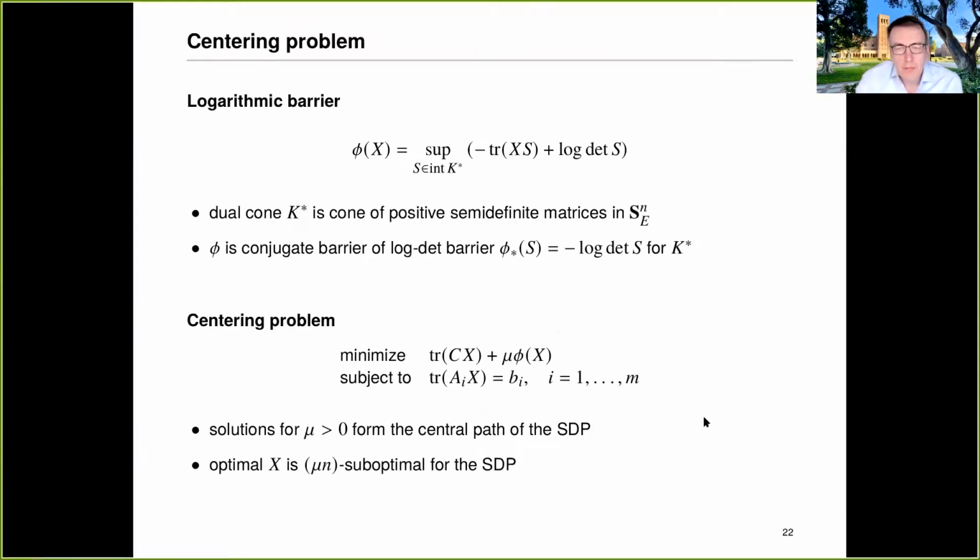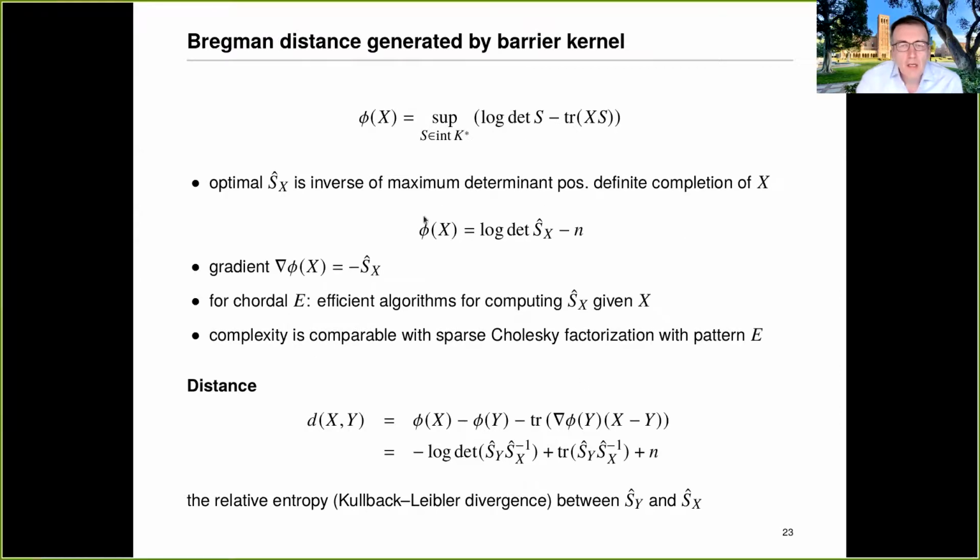So as a kernel function, we'll use the barrier itself, phi. Then we'll have to be able to answer the same questions as in the first part of the talk. We have to be able to evaluate this function phi efficiently, its gradient, and then compute the projection using that distance.